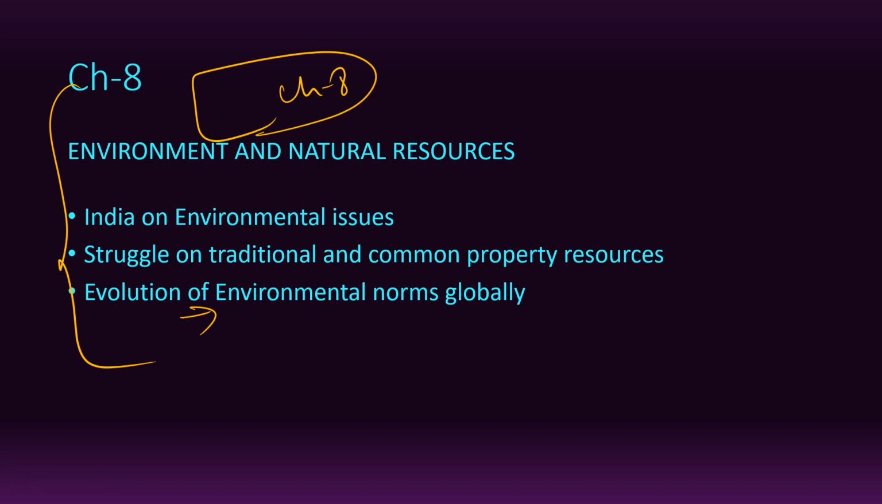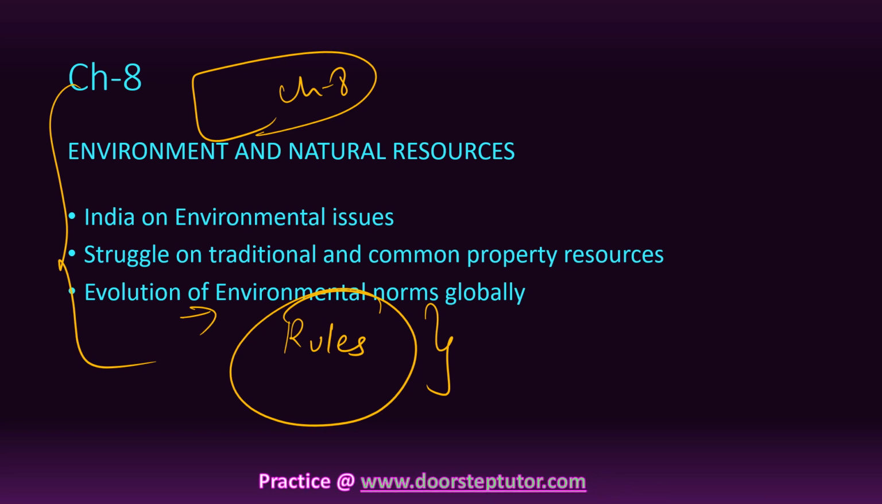Struggle on traditional and common property resources, and then evolution of environmental norms. So what do you mean when I say environmental norms? There are a lot of movements around the state, within the state, out of the state. So environmental norms are basically rules which restrict environmentally harmful behavior or which prescribe ecologically friendly actions.